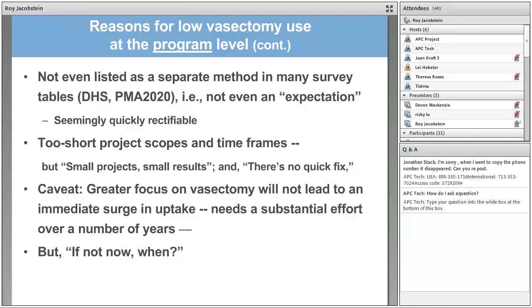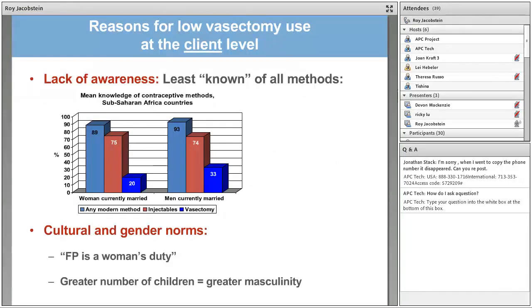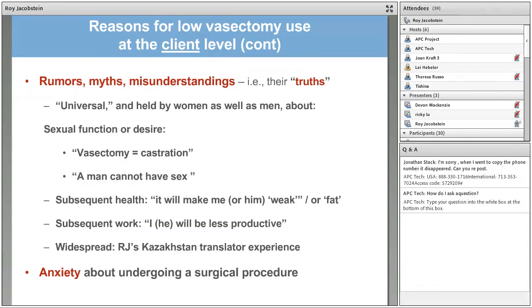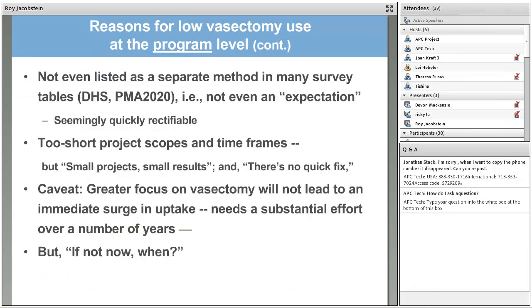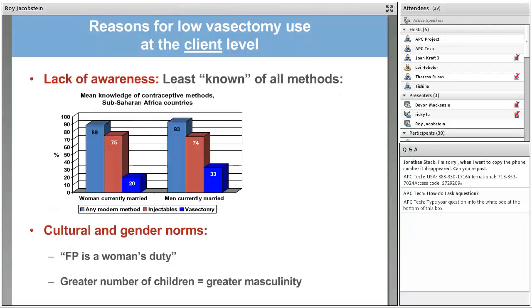When there are vasectomy efforts, they typically are too short. Several of the things I've learned over the years are that if you have small projects, you have small results, and change takes time. Sorry. But I want to underscore that I believe we need a greater focus on vasectomy. It will be a while before we have a notable surge in uptake, but if we don't start now, we'll be in the same situation we've been in over the last several decades.